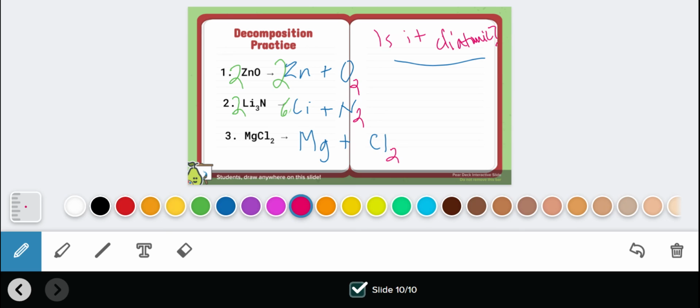And then we have to balance. We have 1 magnesium on the left, 1 magnesium on the right. That's balanced. 2 chlorines on the left, 2 chlorines on the right. That's balanced. We now have a balanced equation. These are our decomposition reactions. Again, we're going to practice this more in class tomorrow.